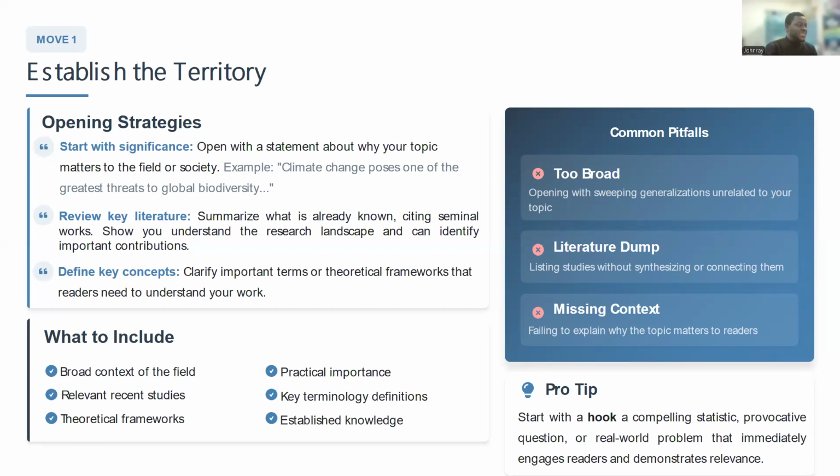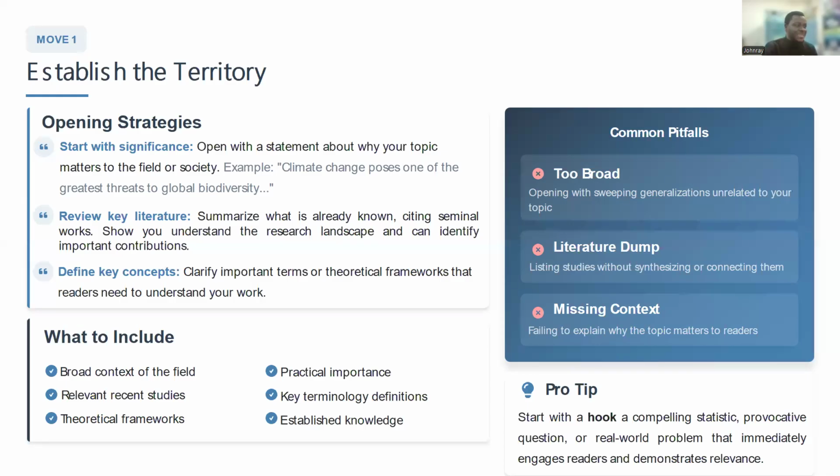Then the next thing is to define the key concepts. Very important. Because one of the things you must also know is that you are communicating to a specific audience, but your research will not only be with that specific audience. There are some people who may find it who are not in your field, and they must understand the key terms you are using there. So you must define them. You must make them know that this is what this word means. When you say this term, it means this. You must define them. Very important.